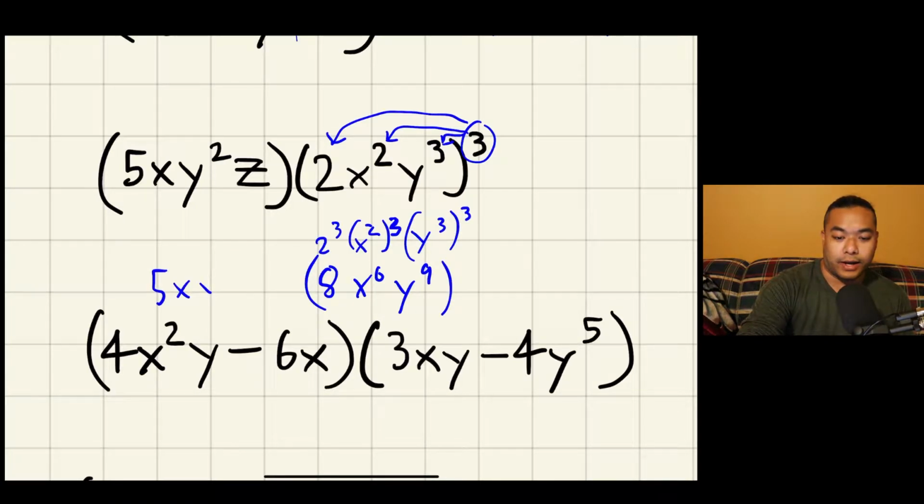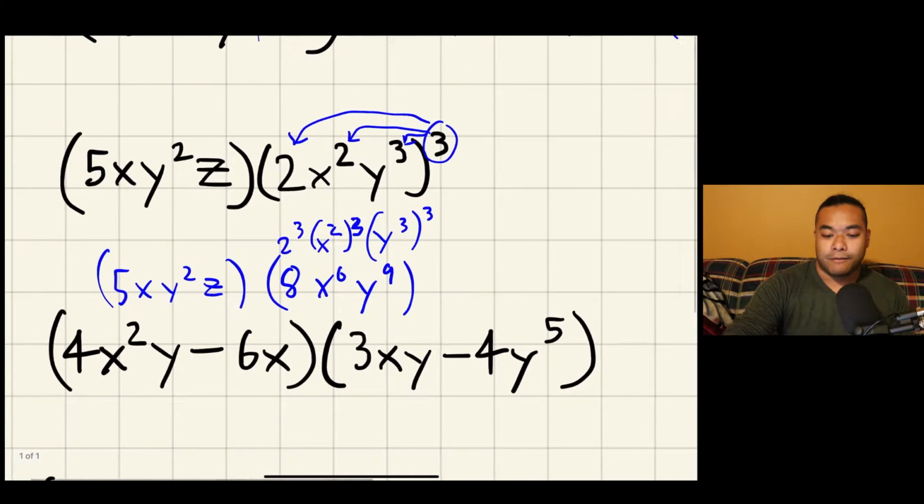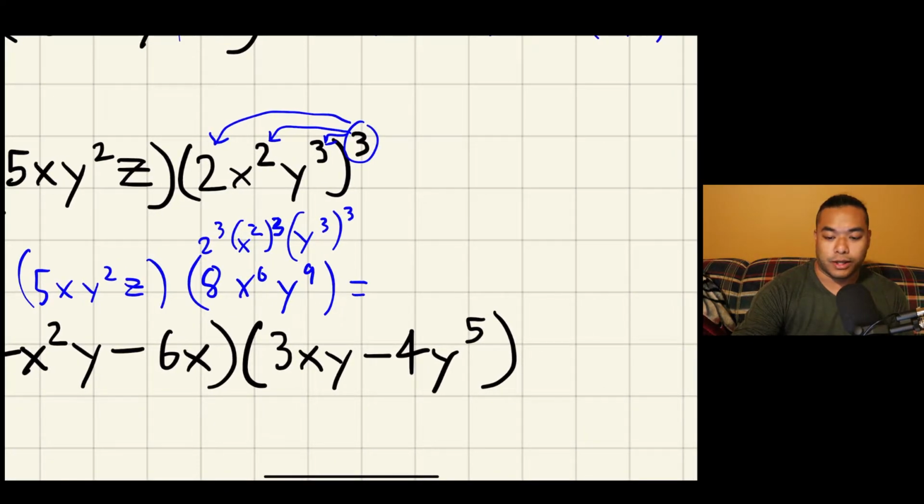Multiply this by my 5xy squared z, and we get, let's see, 5 times 8 is 40. X times x to the 6th is x to the 7th. Y squared times y to the 9th is y to the 11th. And z just tags along.